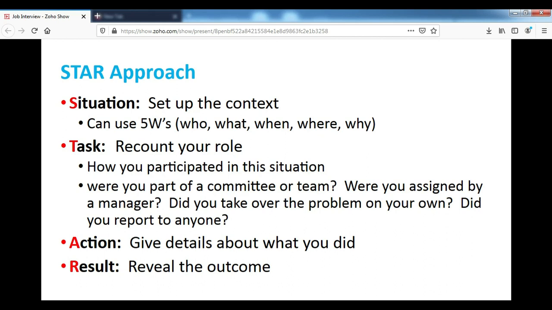So first you have to create the situation, and then you have to say about your participation in this situation. Fine. The third thing is the action. Okay, for action you have to give the details of what you did.